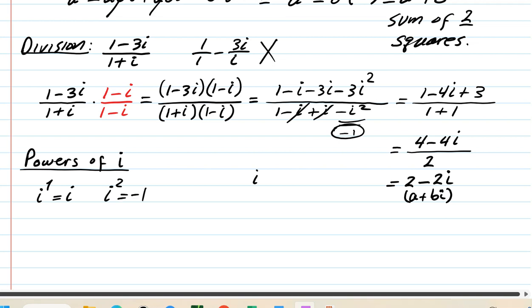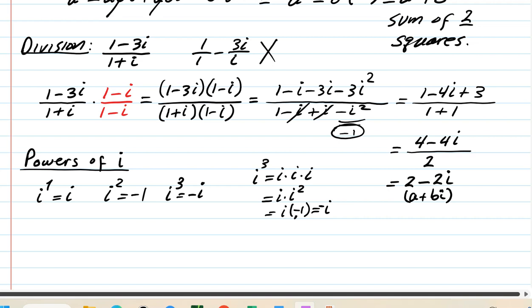So what if I want i cubed? i cubed, of course, by definition of exponential form, that's just i times i squared. i squared is negative 1. So stands to reason that i cubed should be negative i, because this is negative 1. And indeed, that's true. i cubed ends up being negative i.